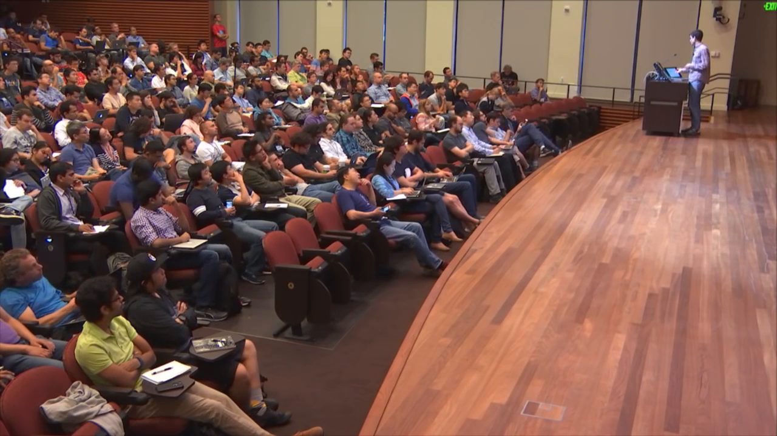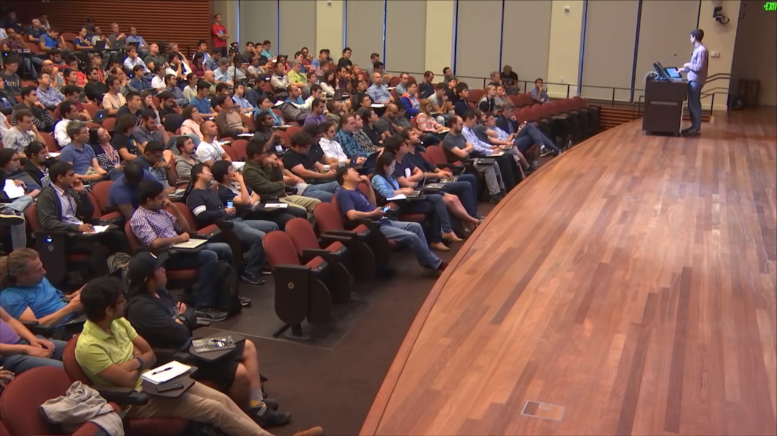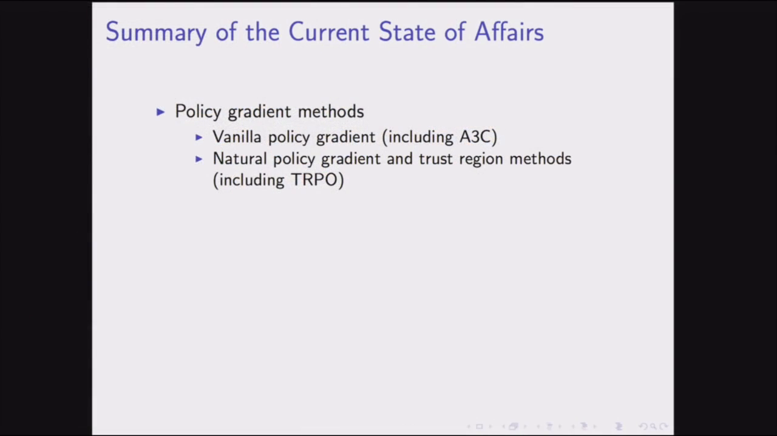There is a recent paper on this A3C method, which is an async implementation of it, which gets very good results. There's also another kind of methods, the natural policy gradient methods, trust region methods. The video I showed you was obtained using trust region policy optimization, which is one of these in the second category.